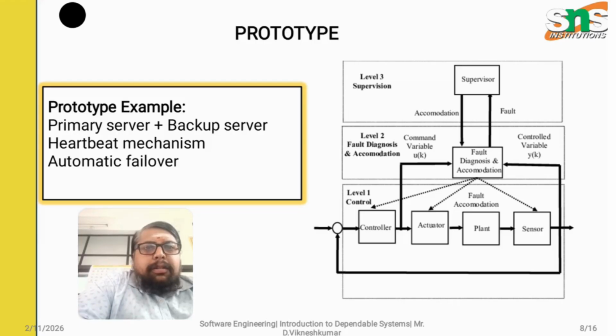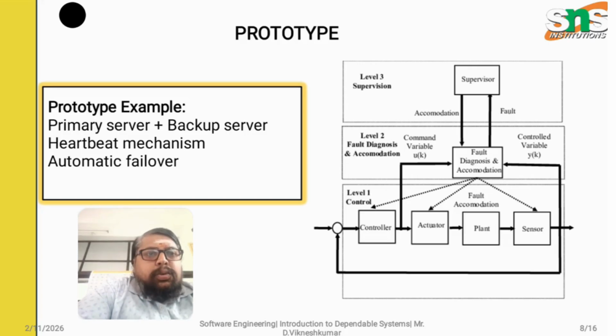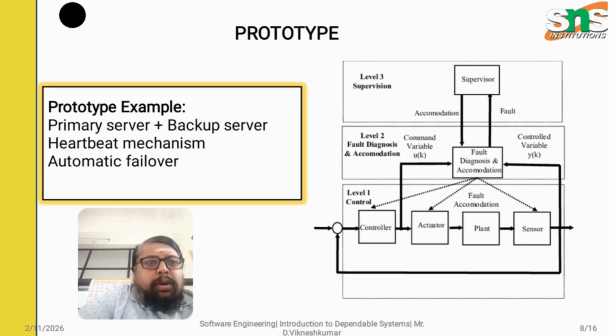In the prototype, we have a primary server, a backup server, a heartbeat mechanism, and automatic failover. Level 1 consists of the controller, actuators, plant and sensors. These comprise a fault accommodation system. Level 1 is able to control the system, and it has fault accommodation based upon the controller, actuator, plant and sensor.